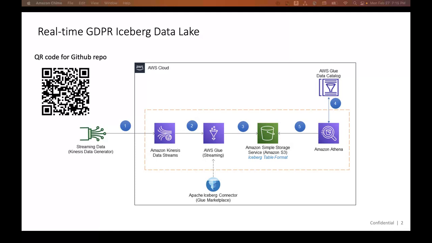Going into the architecture, first we will create an account using the Kinesis data generator. Kinesis data generator is an open source tool that is used for writing mock data to your Kinesis streams. And we will send this mock data to our Kinesis streams, which will then be picked up and processed by our Glue streaming ETL job using the Iceberg connector. And we will write this data into the Iceberg table. And this data can be queried by various tools, including Athena, and the metadata will be in the Glue data catalog. So let's look at the solution in action.